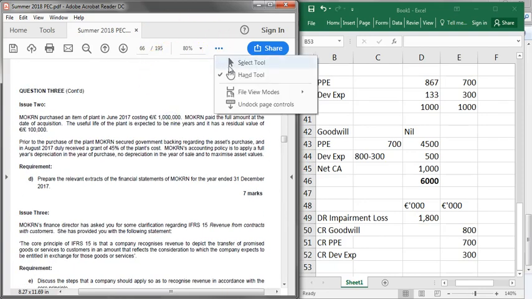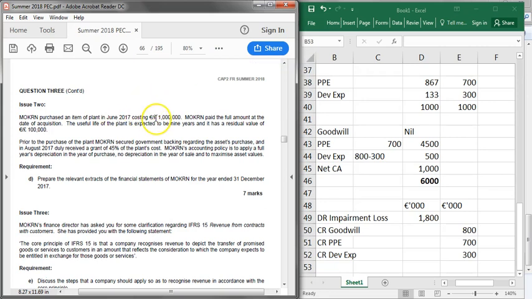So in this instance, you bought a piece of plant for $1 million in June, and it was depreciated over 9 years. But after that, in August, 2 months later, you got 45% of the plant's cost back in a grant. Full year depreciation of your purchase.